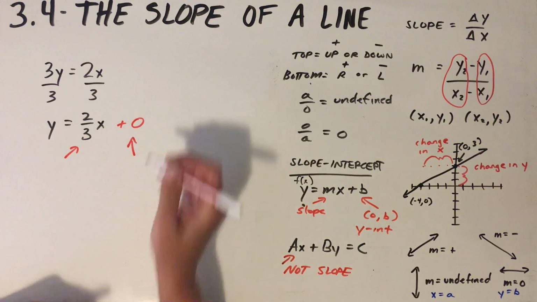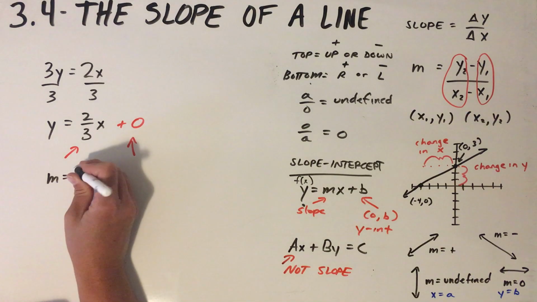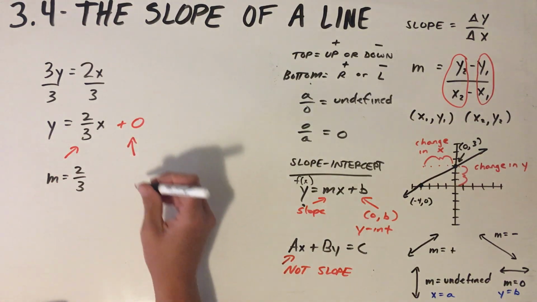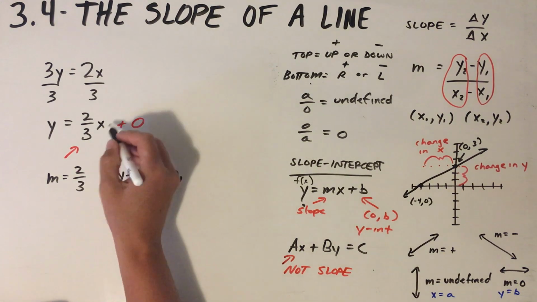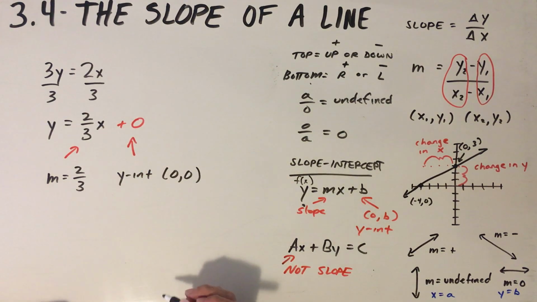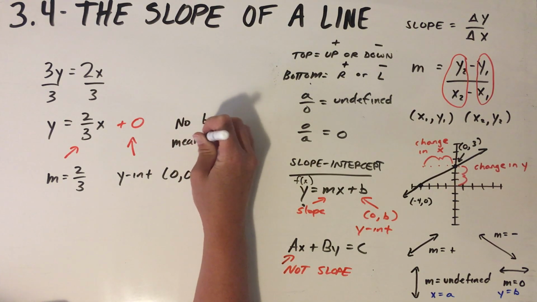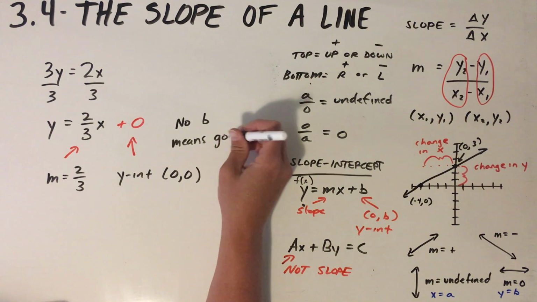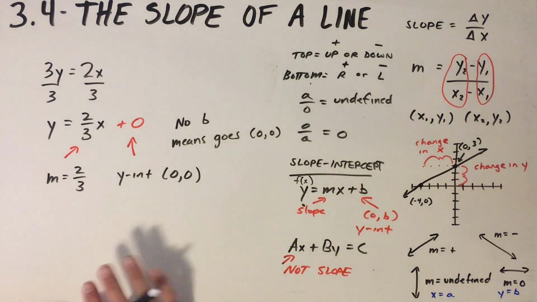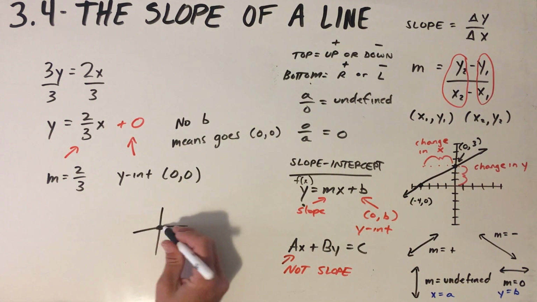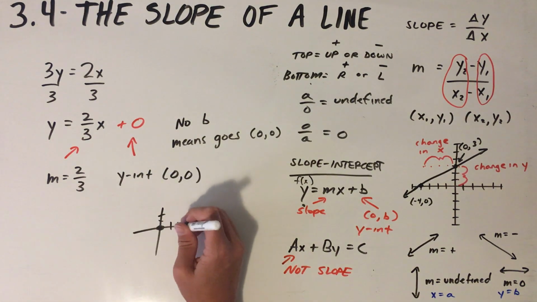But notice there's nothing here. So slope is 2/3, and we've talked a lot about how to interpret that slope. But my y-intercept here is the point 0 what? Well, there's no value here, so it's the point 0, 0. When there's no b, this means that this equation goes through the origin, the point 0, 0. So it only crosses the x and y axis at this point right here. That's what that means. And then we'd go up 2 and right 3.